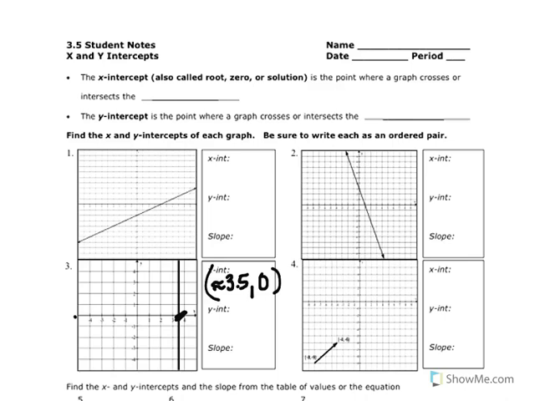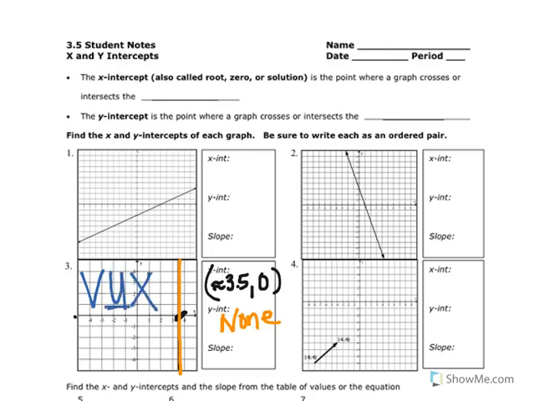Now, what about the y-intercept? Where does this graph cross the y-axis? Well, it doesn't. There is no y-intercept because this is a special line. It's never going to cross the y-axis. And for the slope, we can see it's a vertical line, and it's crossing the x-axis. That's an undefined slope. There's the word VUX to help us remember that. It has undefined slope.